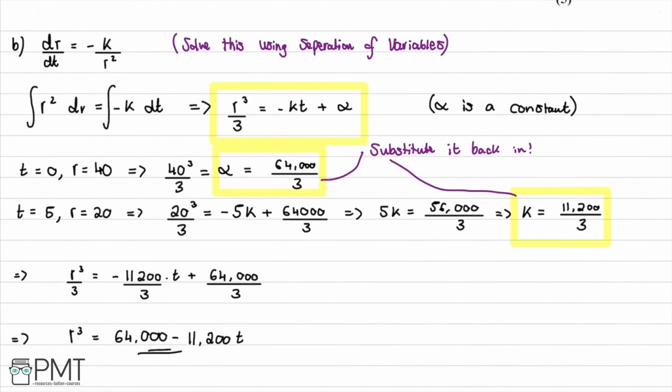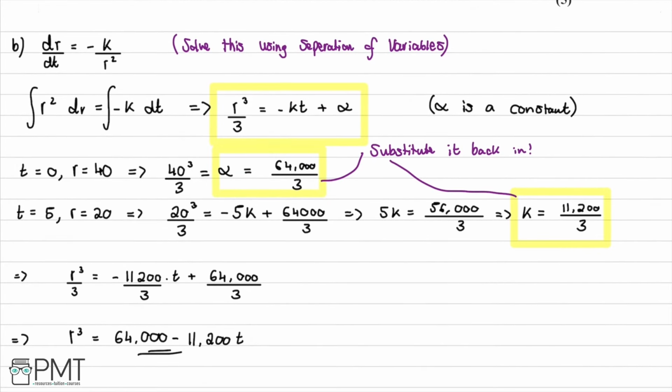So there were 5 marks available here, and we receive our first mark for knowing to integrate and integrating one side correctly. So we'll put this mark in at this point just about here. We then receive our second mark for integrating the second side correctly and having negative kt plus alpha, where alpha is our constant of integration. And we then receive our third mark for using the t equals 0 and r equals 40 values to work out the value of alpha, which we remember is our constant of integration.